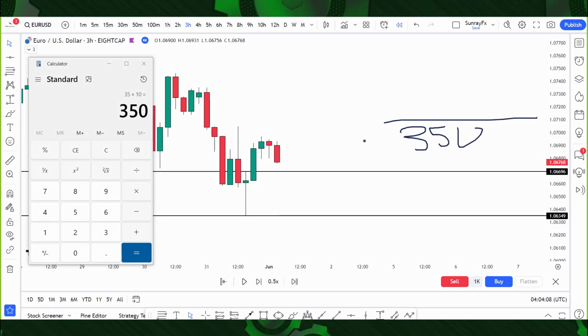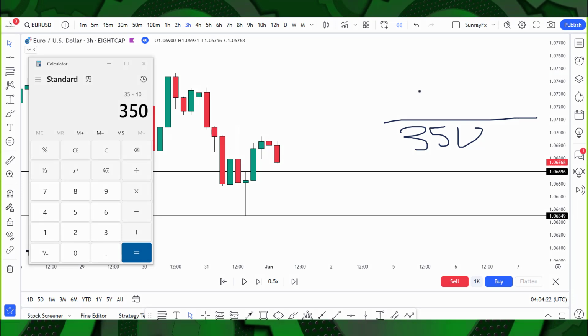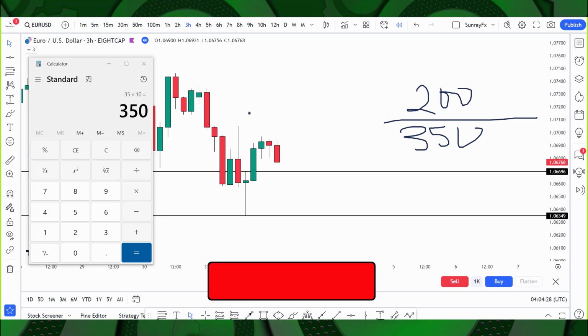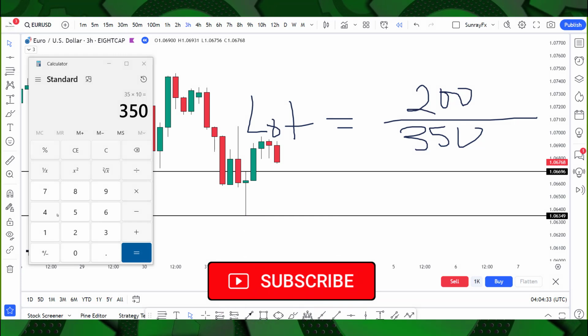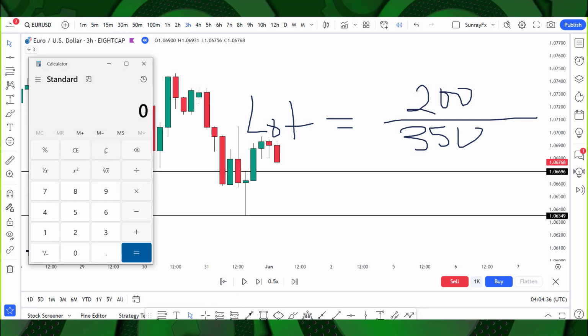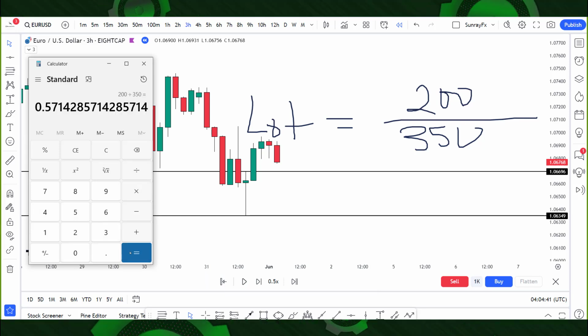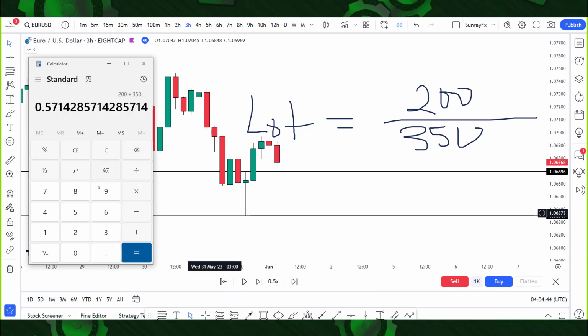So something divided by 350. What is divided by 350? It depends on the amount that you want to risk in this trade. If you are risking $10, you put it there. If you are risking $20, you put it there. Let's say I want to risk $200. So $200 divided by 350. So your lot size is equal to 0.57.